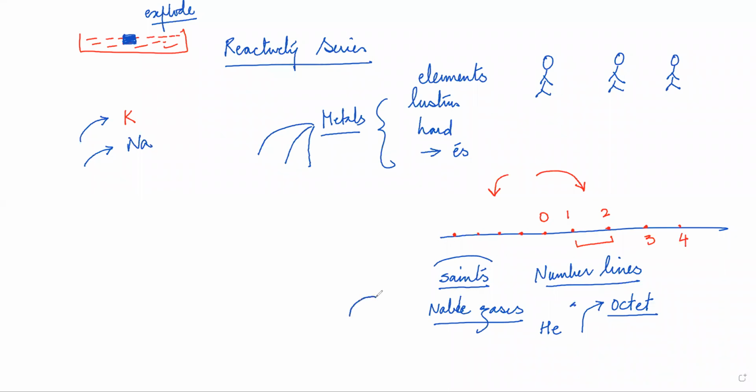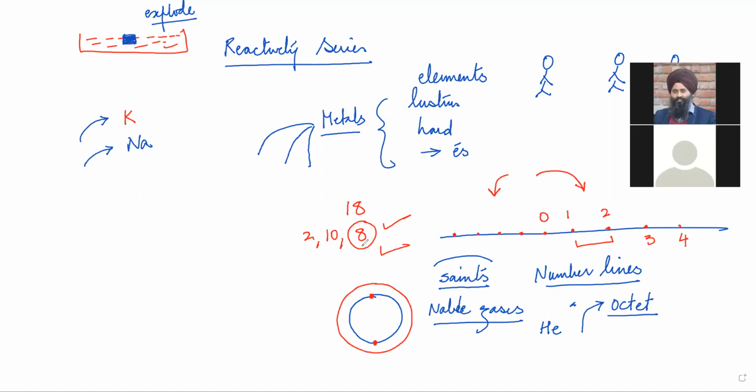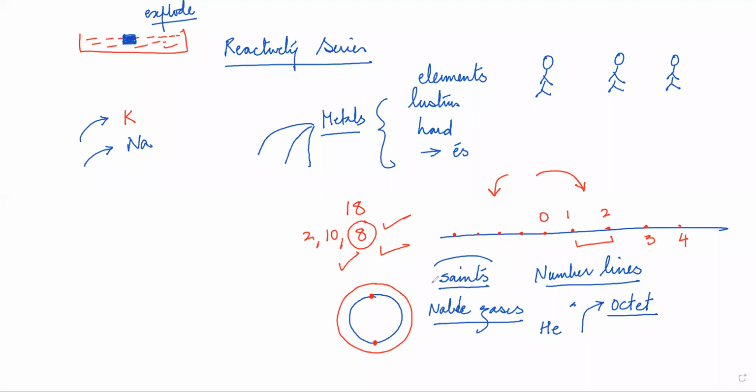What is great about the octet? See, students, the outermost orbit either has 2 electrons, like in the case of helium, or, let's say we talk about an element having atomic number 18, its electronic configuration will be 2, 8, 8, octet complete. In the last shell, there are 8 electrons. So it's very stable. It's like saints. It doesn't react.